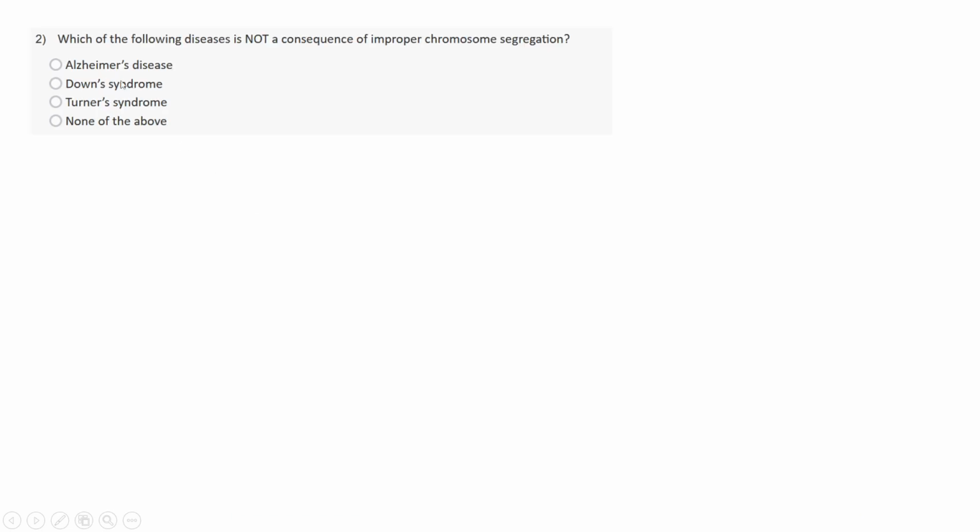So option D is correct. Which of the following diseases is not a consequence of improper chromosome segregation? Alzheimer's, Down, Turner's, and none of the above. Improper chromosome segregation, we had discussed, is when during the division process, in mitosis as well as in meiosis, in some cases there will be one extra chromosome present, and in some cases no chromosome present. That is the improper segregation, and that will change the ploidy level in a single cell. So what can be the correct option for this?